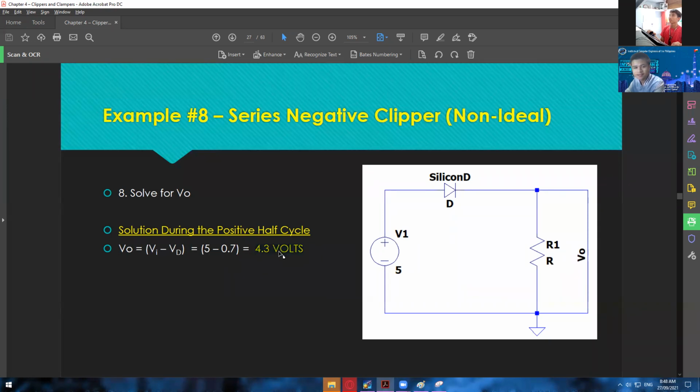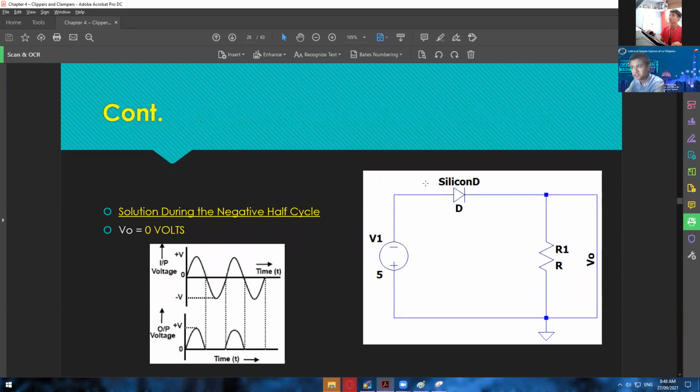Okay, great. And then during the negative half cycles, as usual, even though this one is now a silicon diode, it's still a reverse bias connection. All throughout, we don't have a flow of current in this entire circuit. That is why we have a 0 volts reading on this VO right here.